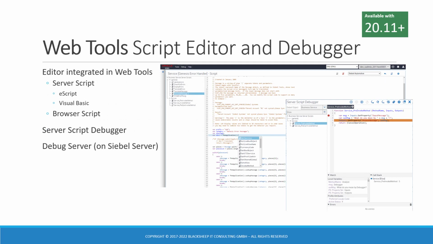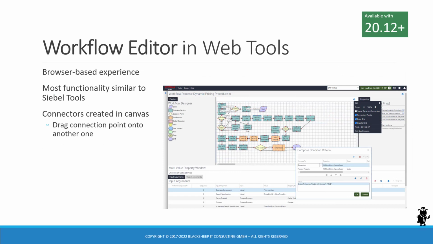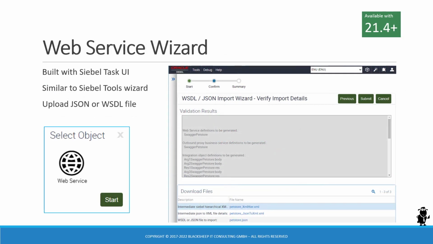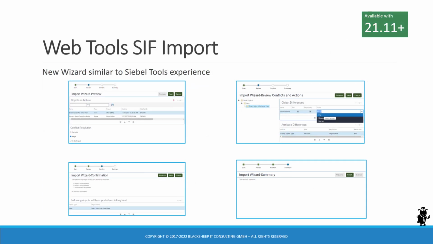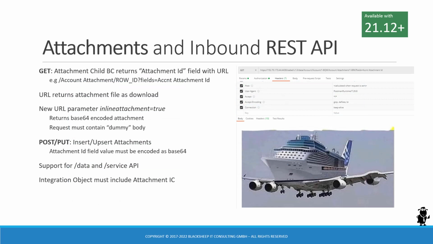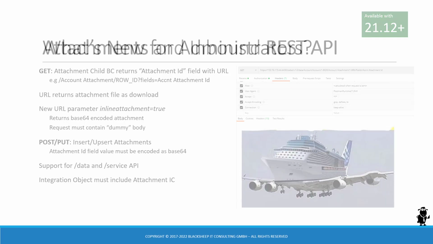Web tools gets a lot of attention, and in 22.2 you have, for example, a fully functional script editor and debugger. You have a workflow editor, and you have a web service import wizard. You have a workflow process simulator. And you can import and export ZIF files in Siebel Web Tools. The REST API gets a lot of tiny enhancements along these 22 months, and one noteworthy is the attachment support.